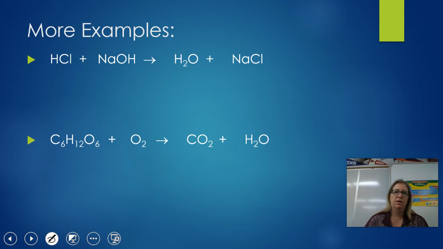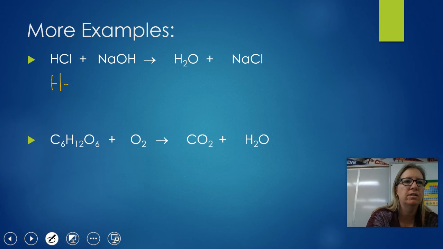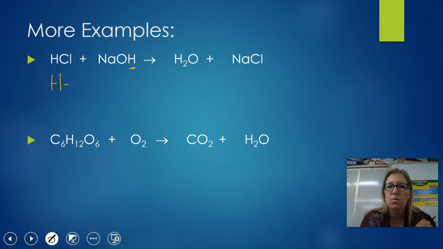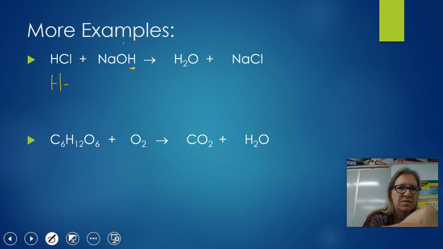Okay, let's do a couple more. All right, so hydrogen, I've got 1, 2. Remember how I said the capital letters? Whenever you see a capital letter, you know that's the start of a new element, okay? So I've got oxygen and hydrogen right next to each other. So I have 2 hydrogen.